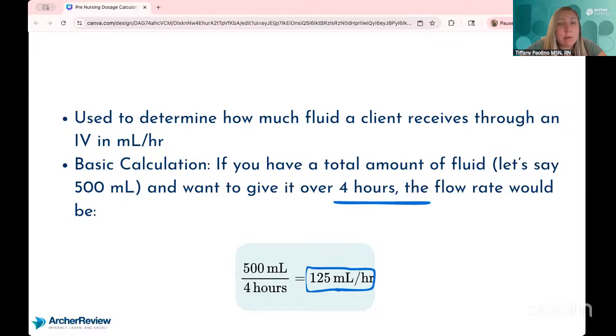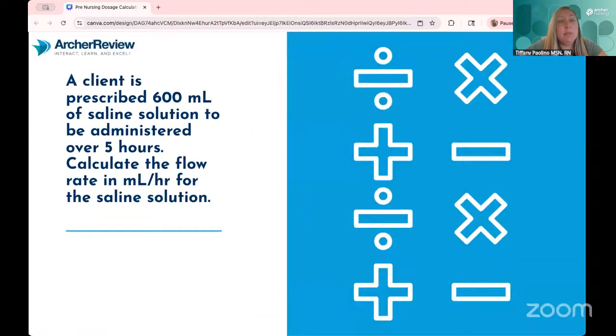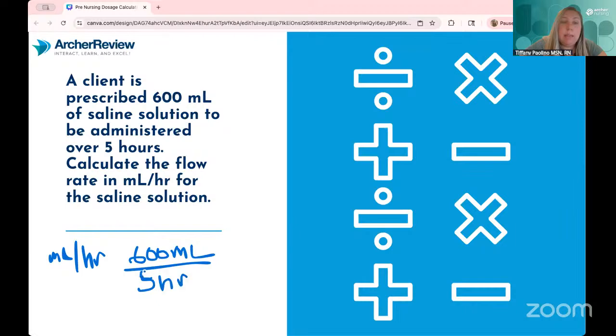Let's try another one. A client is prescribed 600 milliliters of saline solution to be administered over 5 hours. Calculate the flow rate in milliliters per hour for the solution. So we need milliliters per hour. This is how I always start my problem. What do I need? I need milliliters per hour. What do I have? I have 600 milliliters, and I know I need it in 5 hours. So do I have my answer? Yes, you're just going to divide 600 divided by 5. So my rate would be 120 milliliters per hour.